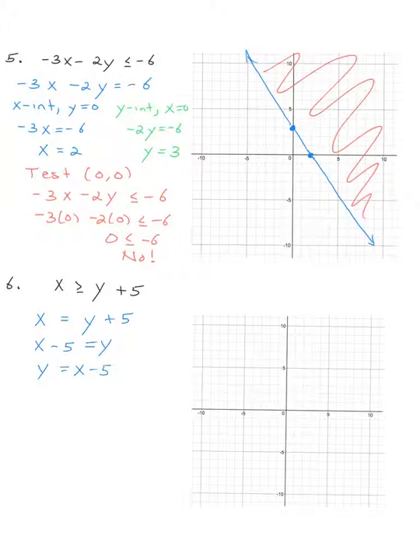The y-intercept has a y value of negative 5, and the slope is positive 1, so you go over 1 and up 1. I'll draw a solid line through these 2 points. We can again test 0, 0. That seems to be working for all of these.